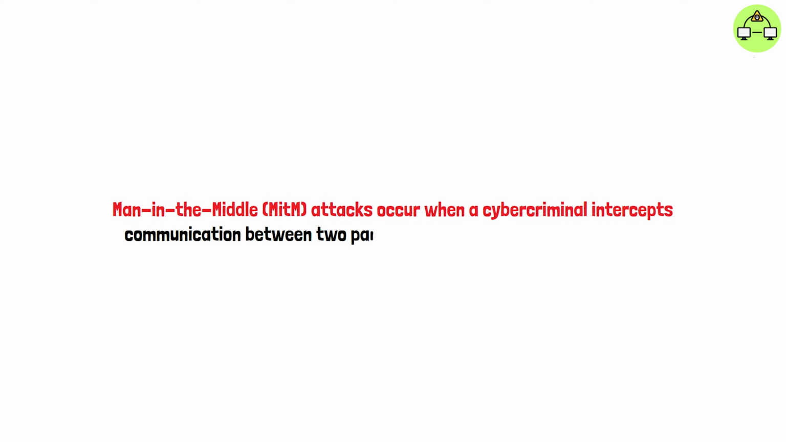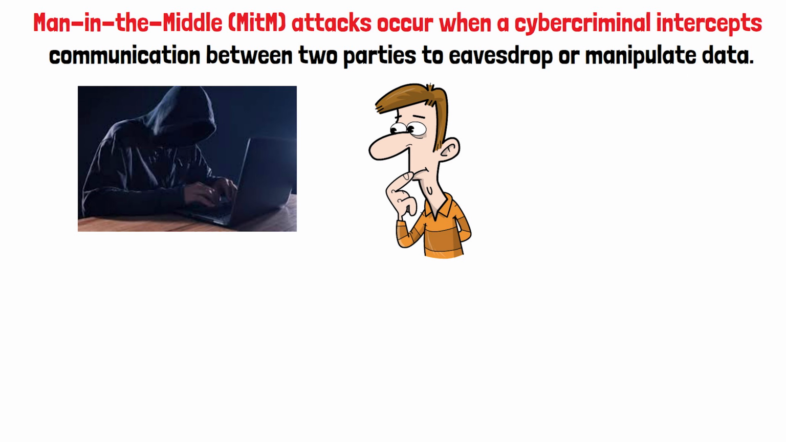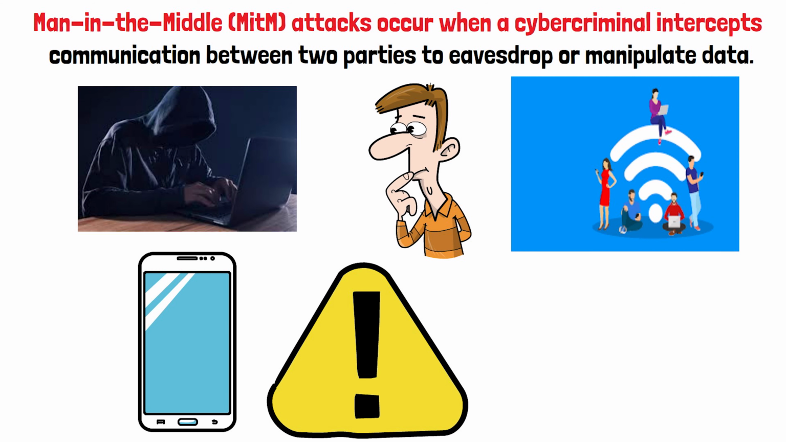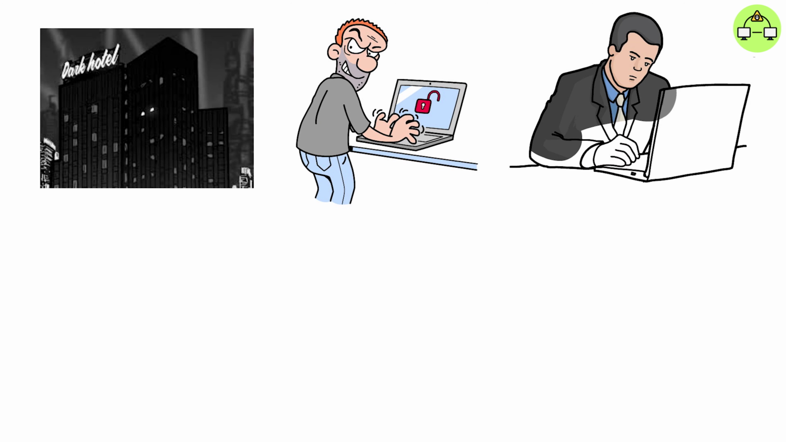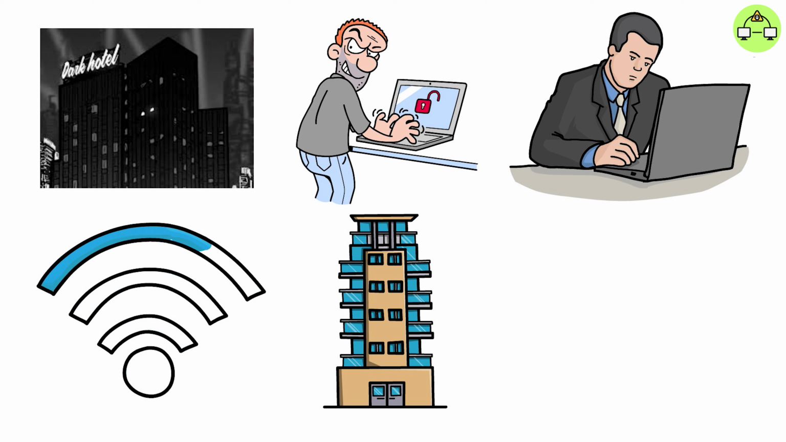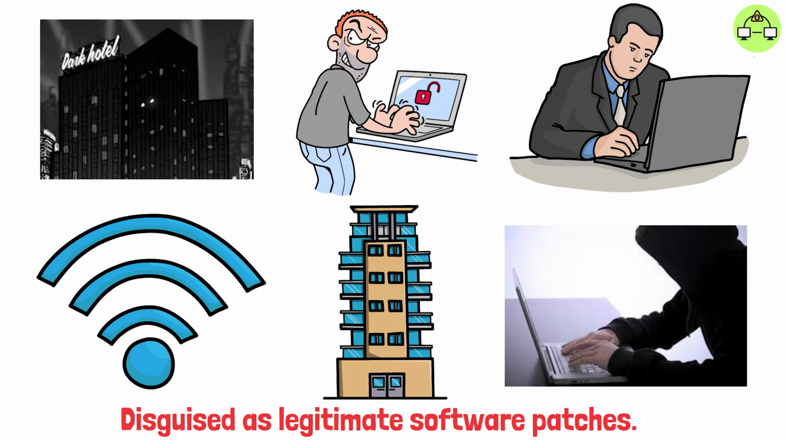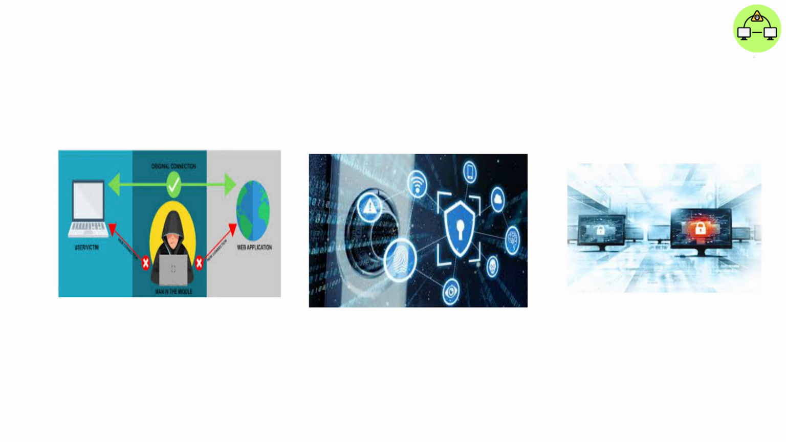7. Man-in-the-middle, MitM, attacks. MitM attacks occur when a cybercriminal intercepts communication between two parties to eavesdrop or manipulate data. These attacks can occur in various scenarios, such as public Wi-Fi networks or compromised devices, posing a significant risk to data integrity and privacy. An example is the DarkHotel campaign, where cybercriminals targeted high-profile individuals by intercepting their hotel Wi-Fi connections to deliver malware-laden updates disguised as legitimate software patches. MitM attacks can be mitigated through encryption protocols and secure communication channels.